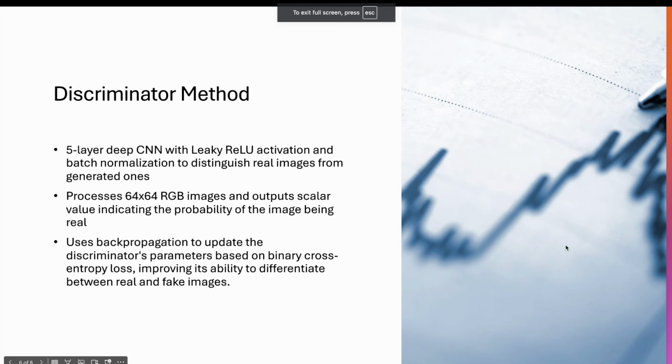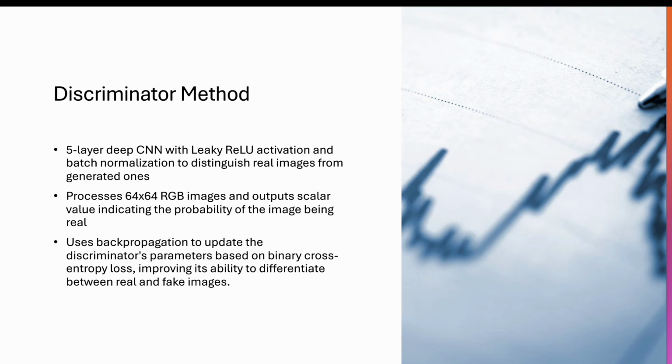So for our discriminator method, once again we used the ReLU activation function as we are more familiar with that, and we had, of course, batch normalization because we wanted to be able to tell what the real images were and what the fake images were. And this was a 5-layer convolutional neural network.